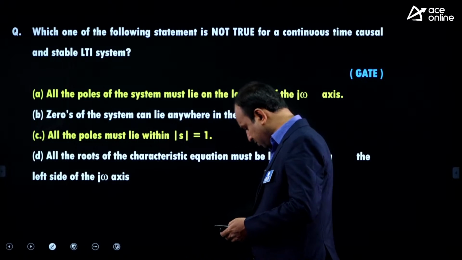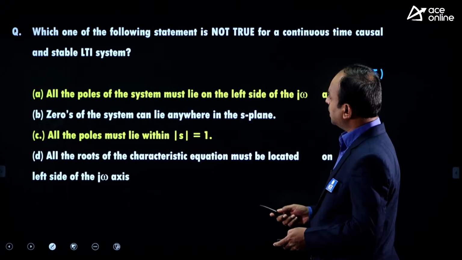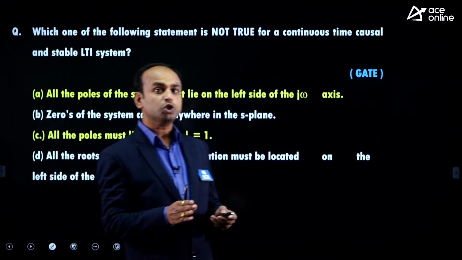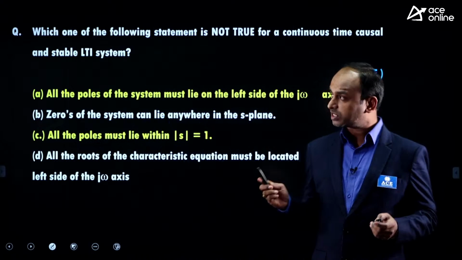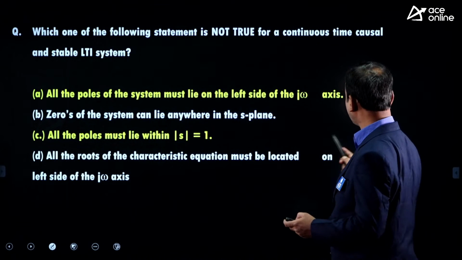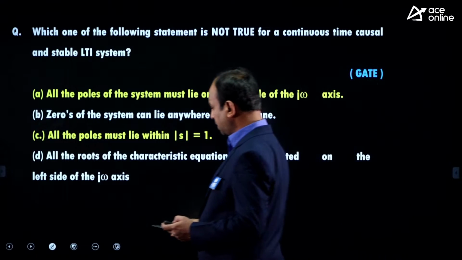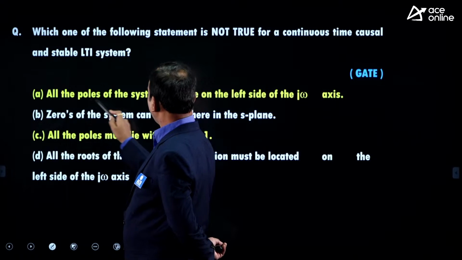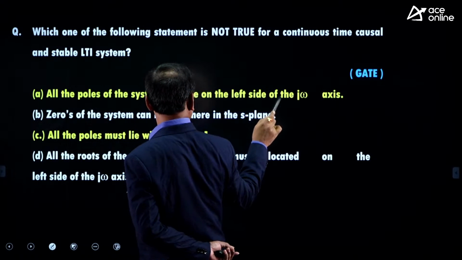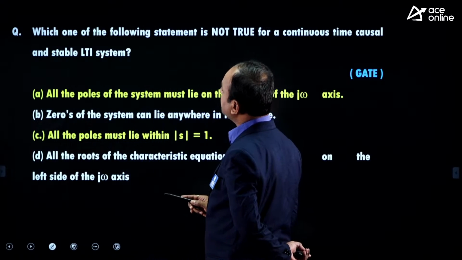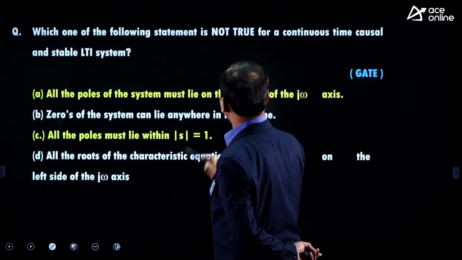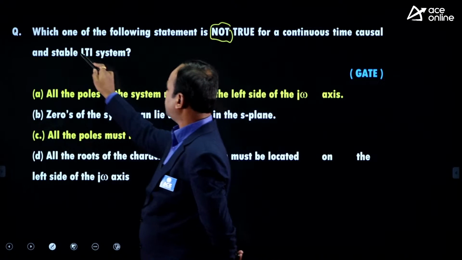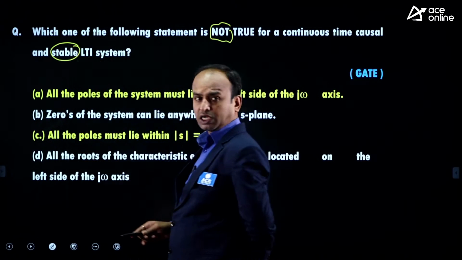Let us now see the explanation for the stability of a system. For a stable system, all poles should be in the left half of the S plane. So all poles of the system must lie in the left half of the j omega axis. The examiner is asking which of the following statements is not true for a stable system.